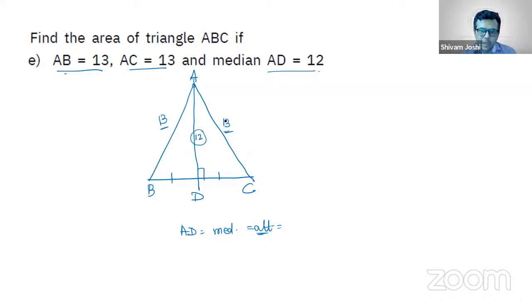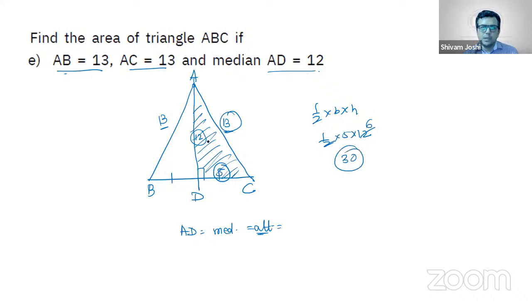Now see, this is 12, this is 13. Once you see 12 and 13, you should be able to figure out that the third side has to be 5. So it's a 5, 12, 13 right angle triangle. Can you now find the area of this right angle triangle? Half into base into height: half into 5 into 12, that is 30. If this triangle has an area of 30, this one will also have an area of 30, which means the total area is going to be 60.